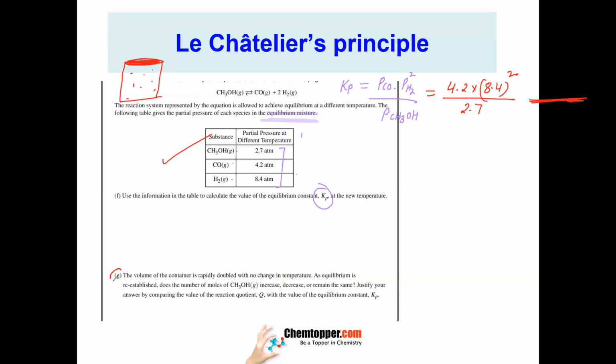Now the G part. Can you answer this? The volume of the container is rapidly doubled. The volume is doubled, so what will happen to pressure? Pressure will be halved. Very good. In which direction will the equilibrium shift?